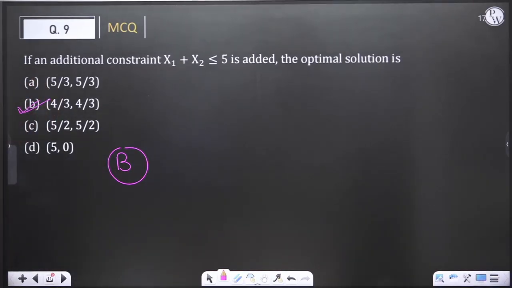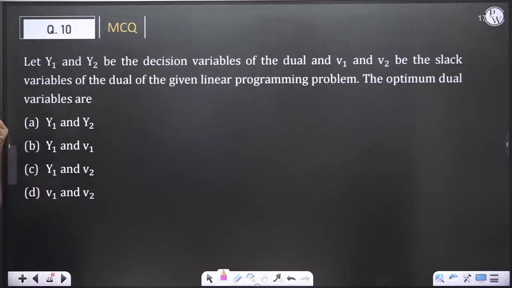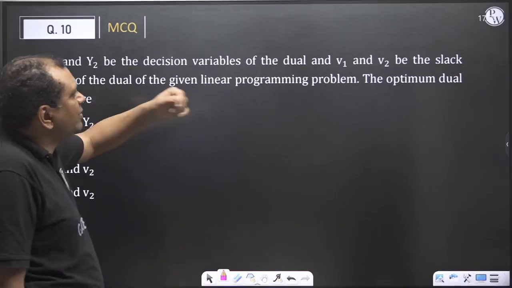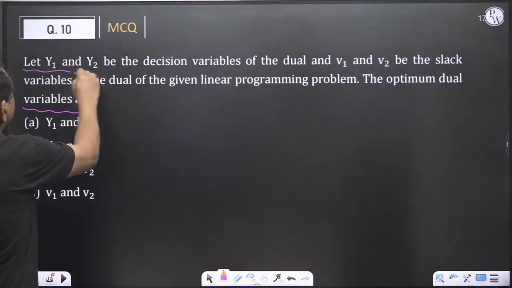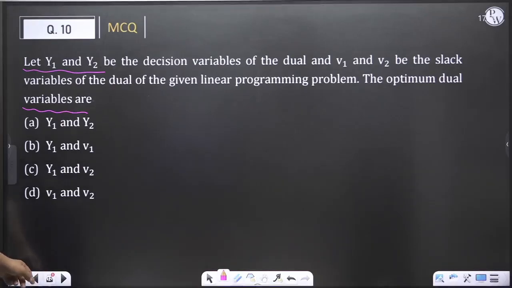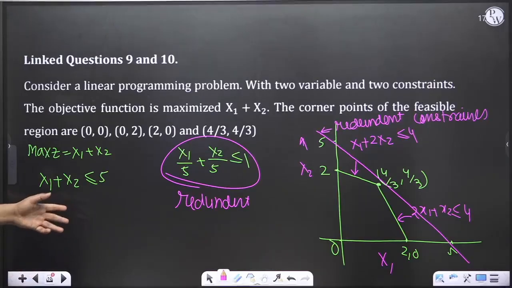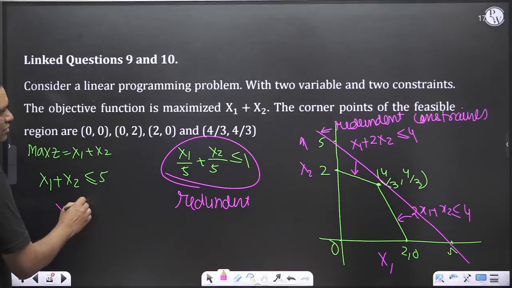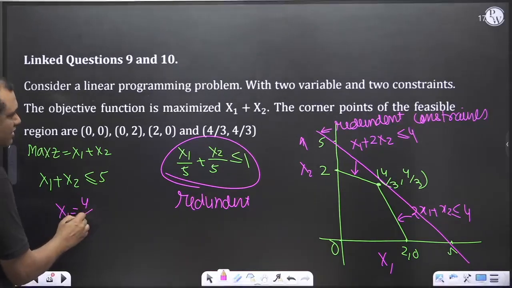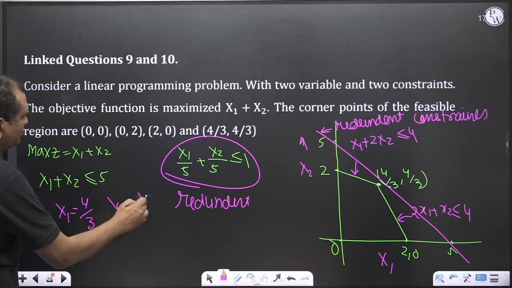But the second part of the problem is, let y1 and y2 be the decision variables of the dual, and v1, v2 be the slack variables of the dual of the given linear programming problem. The optimum dual variables are. So x1 is equal to 4 by 3 and x2 is equal to 4 by 3.